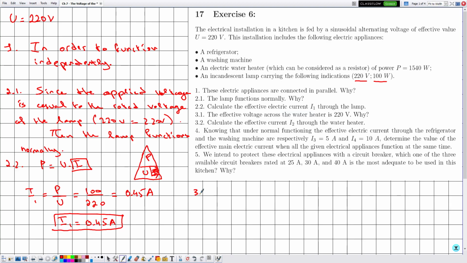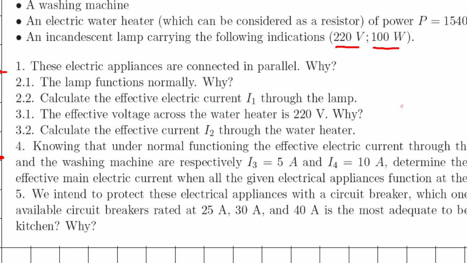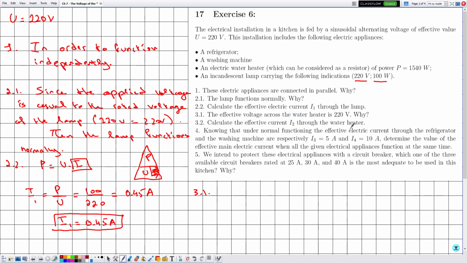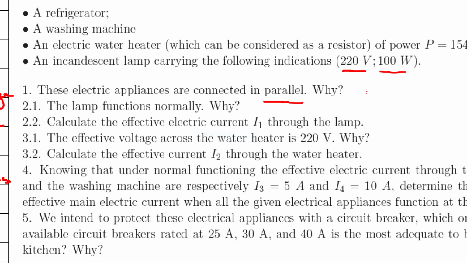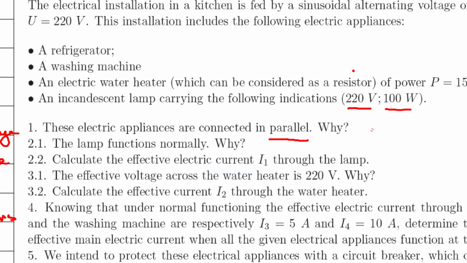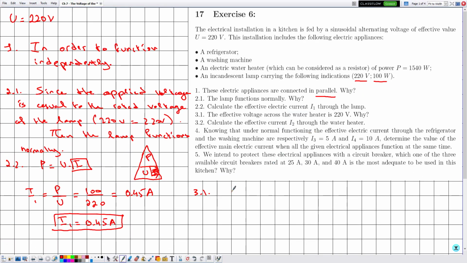Now in 3.1, the effective voltage across the water heater is 220 volts. Why? So notice that all of these appliances are connected in parallel, which means that they have the same voltage. So because the water heater is connected in parallel with the voltage source, for this reason the applied voltage will be 220 volts, and this is given by the law of uniqueness of voltages. Let me say the water heater is connected in parallel.